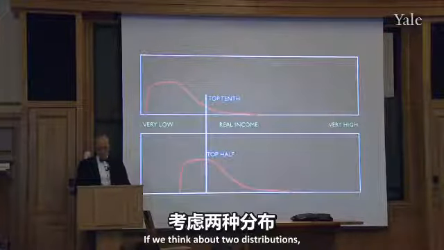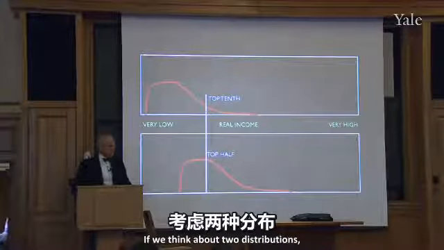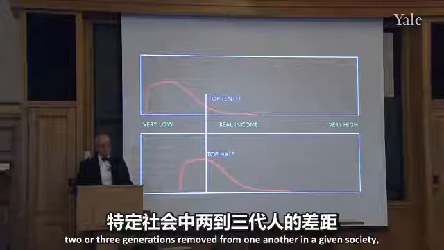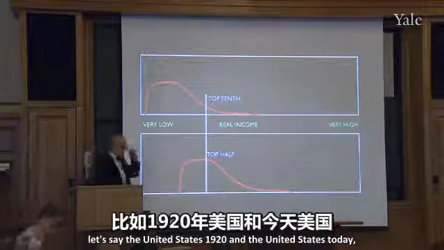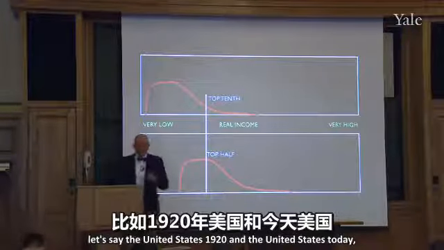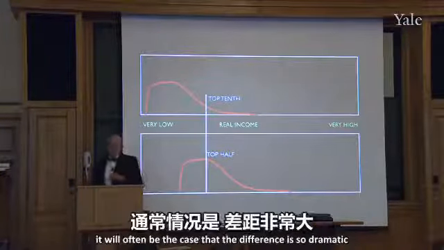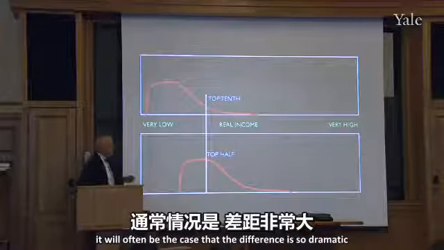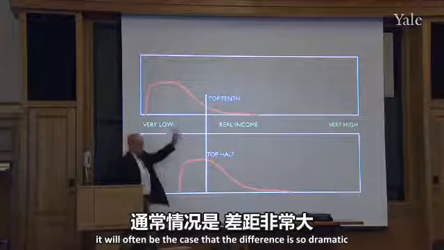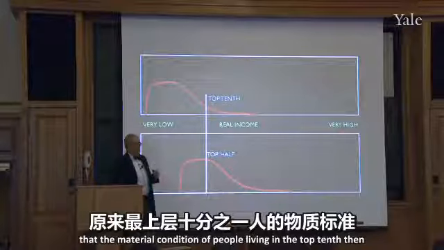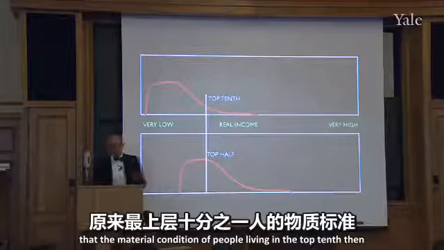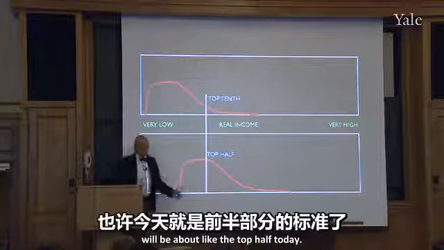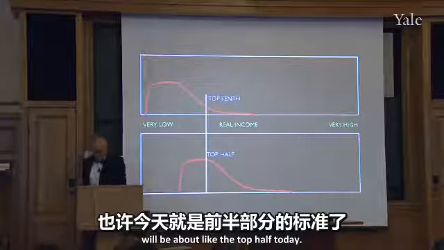And if we think about two distributions, 2 or 3 generations removed from one another in a given society, let's say the United States in 1920 and the United States today, it will often be the case that the difference is so dramatic that the material condition of people living in the top 10th then will be about like the top half today.